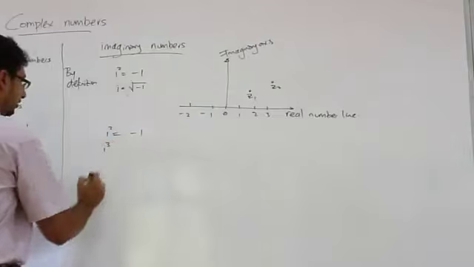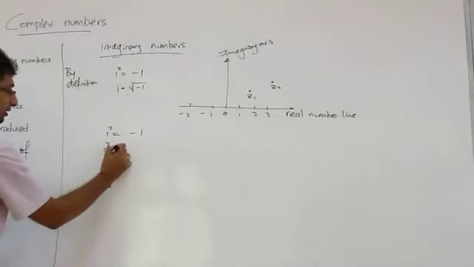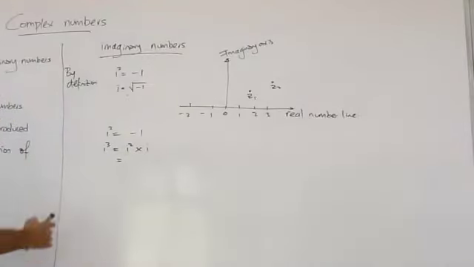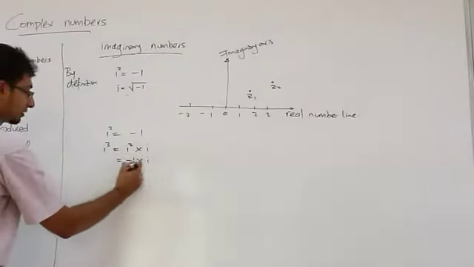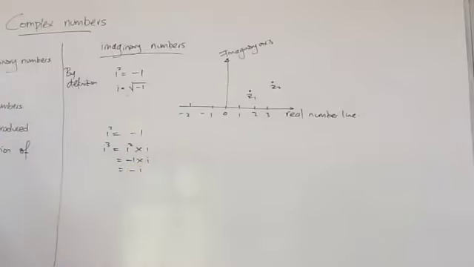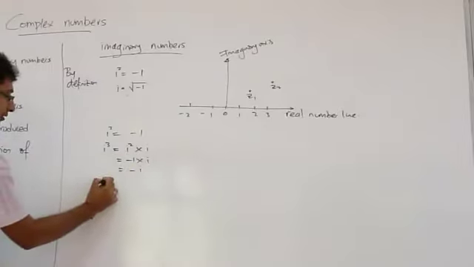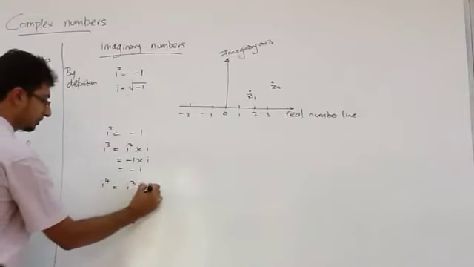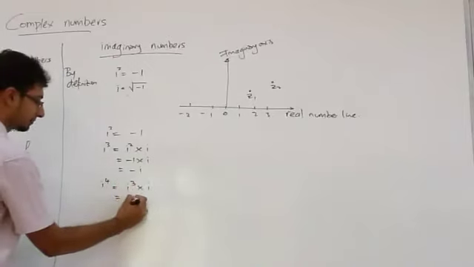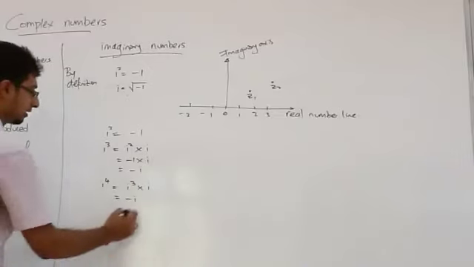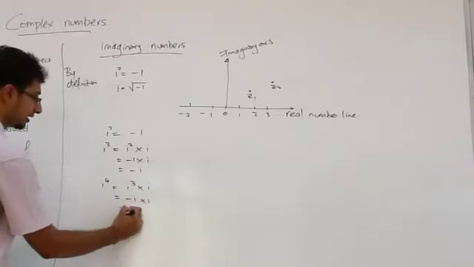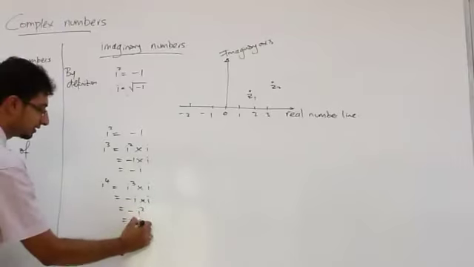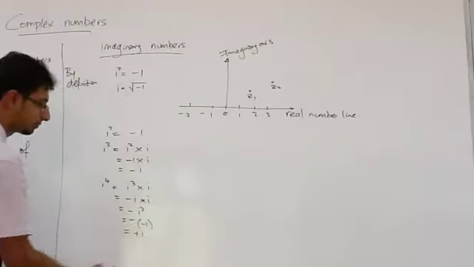If you need to find i cubed, you're going to do i squared times i. i squared is minus 1, so minus 1 times i, you get negative i. You work out i to the 4. i to the 4 is i cubed times i. i cubed is minus i, times i, you get negative i squared. And i squared is negative 1, so you get positive 1.